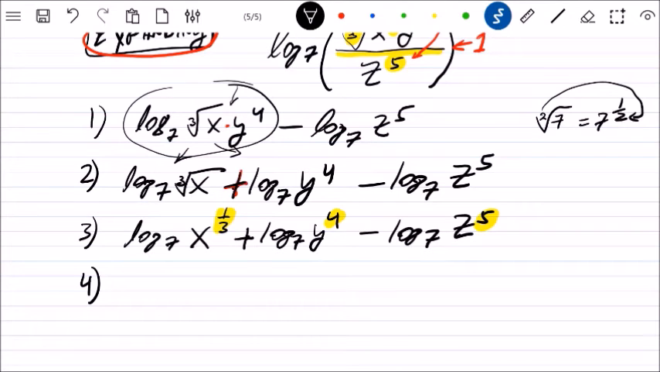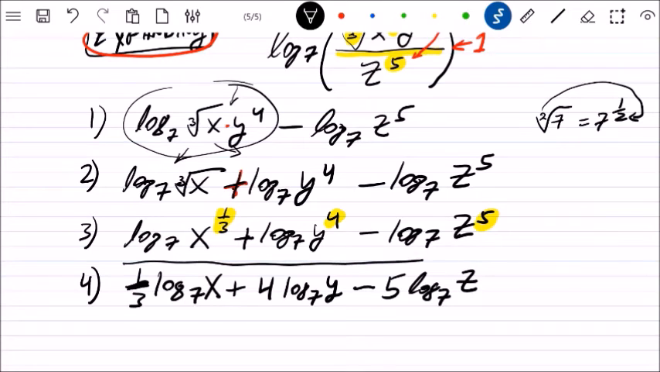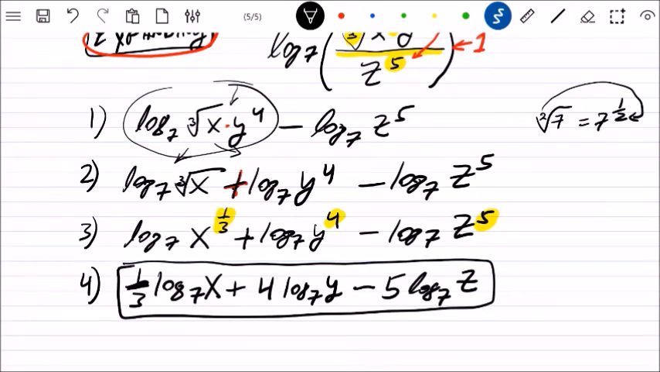Now we're going to take each of those exponents and put them in front. 1/3 log base 7 of x plus 4 log base 7 of y. Oh, I forgot to put the x here. Okay. Minus 5 log base 7 of z. And that's our final answer because we've done everything that we could possibly do up to this point.